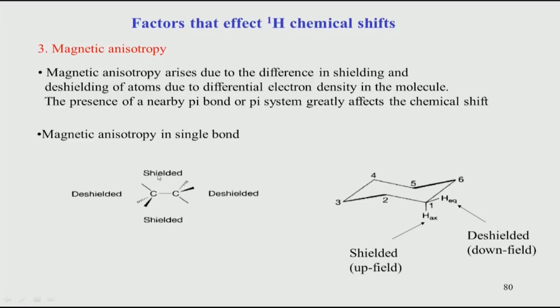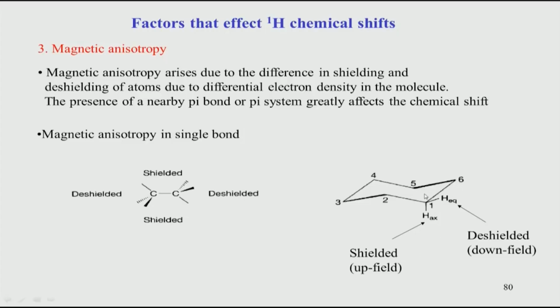So, the idea is that depending on which side of the bond the hydrogen atom is located, it will either appear downfield shifted, if it is here, or upfield shifted, if it is there. This is shown in this example of a cyclohexane. You can see that this equatorial hydrogen atom comes into the deshielded region of this particular carbon-carbon bond, but this axial hydrogen comes somewhere in this region if you look at this particular carbon-carbon single bond, and because of that it now appears upfield shifted.